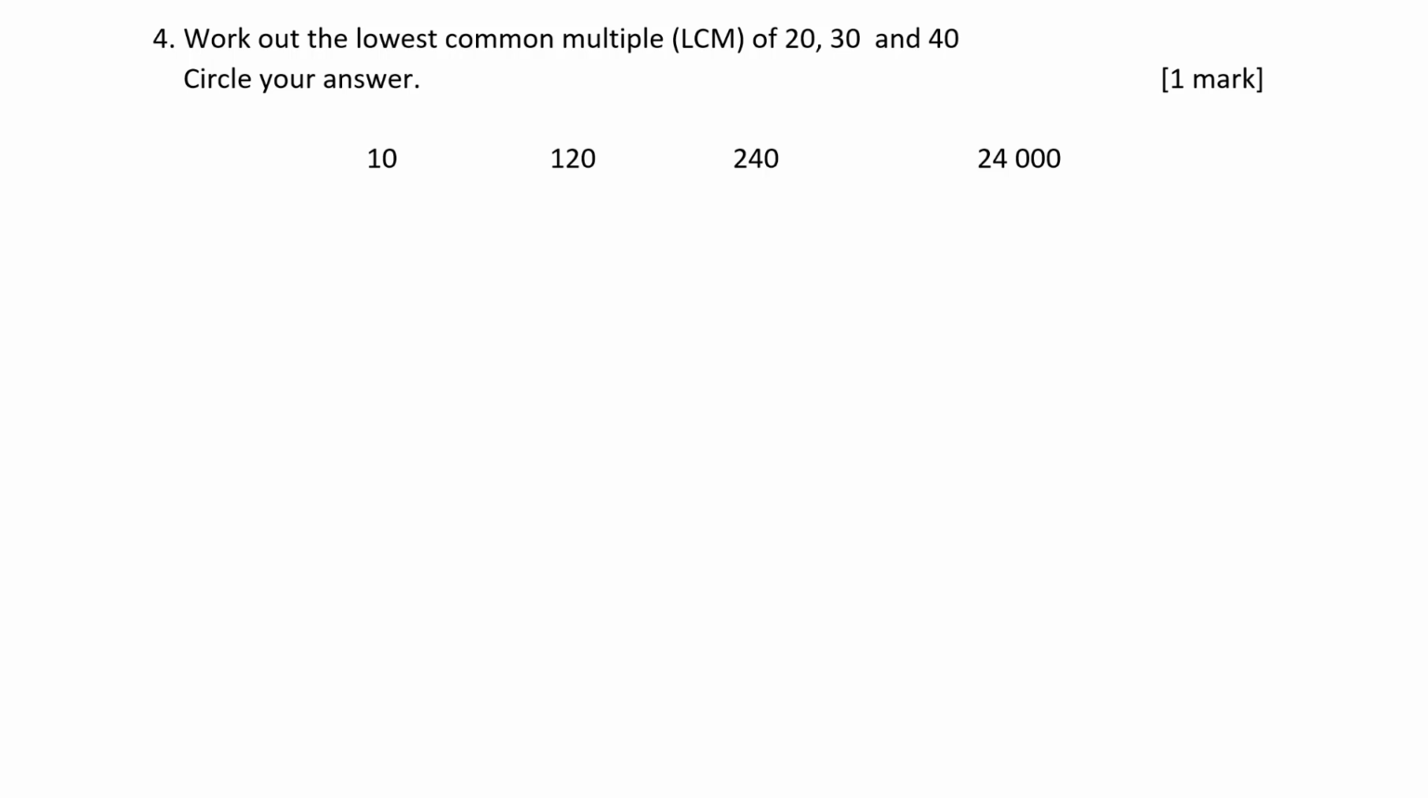Question 4, work out the lowest common multiple, or LCM, of 20, 30 and 40. Circle your answer. Well, I know that the lowest common multiple of 2, 3 and 4 is going to be 12, isn't it? So the lowest common multiple of 20, 30 and 40 is going to be 120. It's going to be that one there.